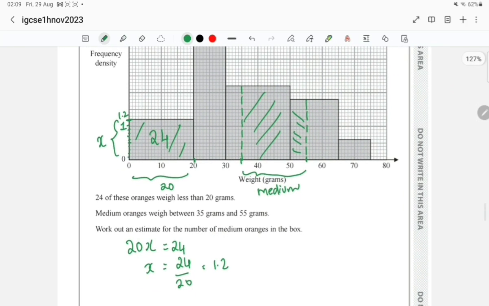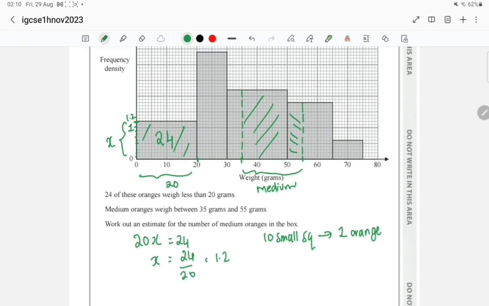So what I can say is that 10 small squares on the frequency density axis represent 1 orange. Let's see for this part. Okay, if this is 1.2, so this would be 2, so this would be 2.2 here. And then this part will be 1.8, isn't it?